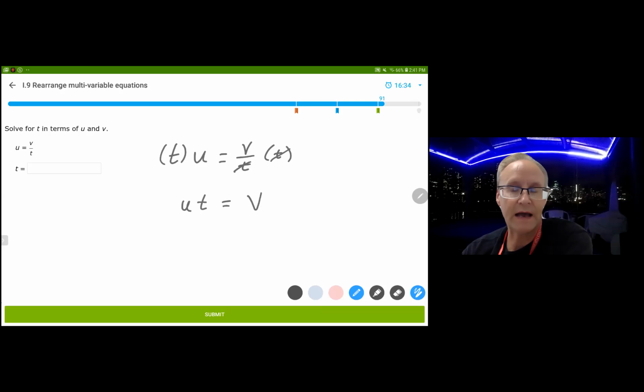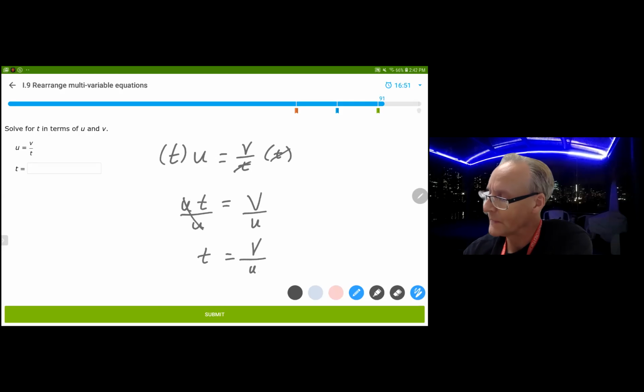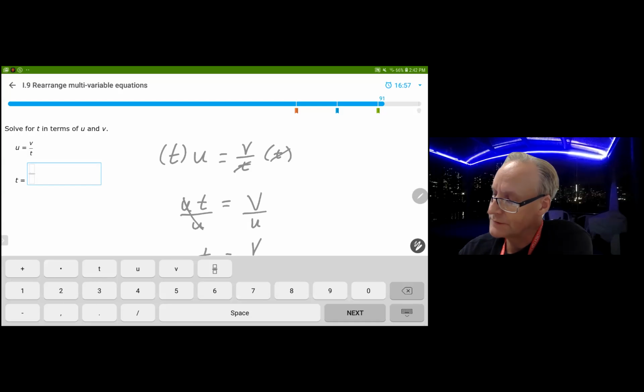Generally, we like to write in alphabetical order. In this case, I want to get T by itself, so I have to divide by U, and the order doesn't matter anyway. T equals V over U. You'll notice that I put a tail on my U and used a capital V so I can tell them apart. That's always a good idea. We're going to use the fraction, and it looks like it's V over U.